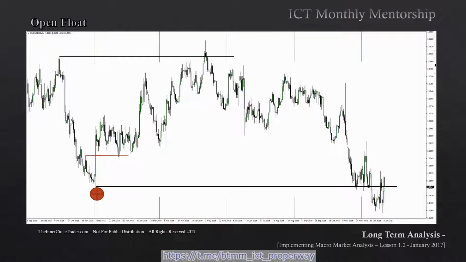There's going to be sell side liquidity, or sell stops, in the form of a liquidity pool below that low. You see price did in fact sweep down here and grab that liquidity, neutralizing all the sell stops.